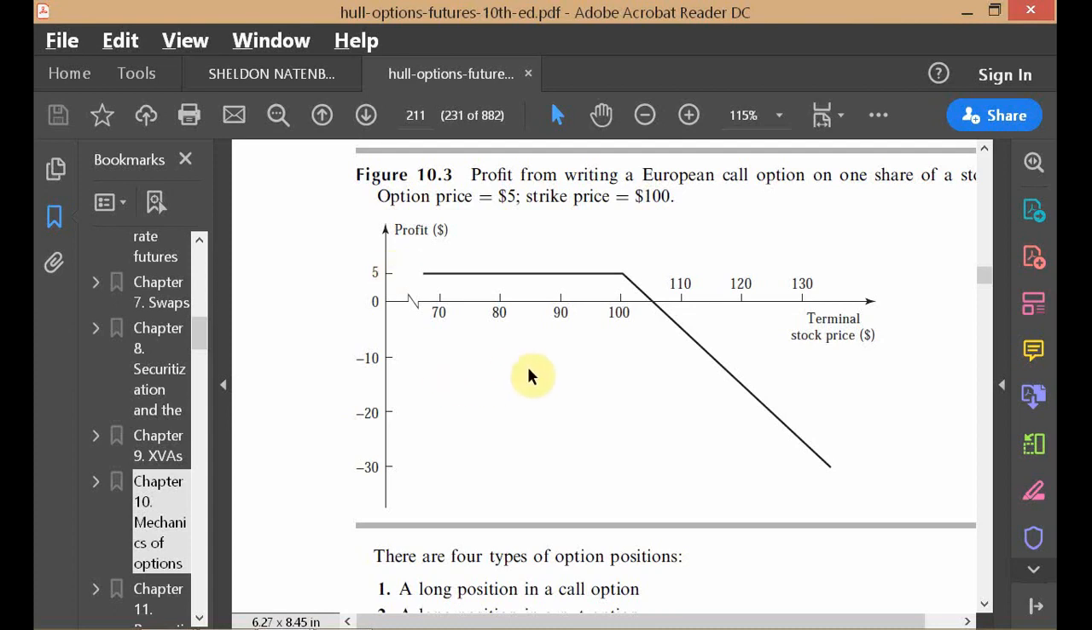So 70, we are considering the scenario for 70. When the market price is 70, if I am holding the right to sell at 100, obviously I'll exercise it, because I have a clean profit of at least $30 gross.